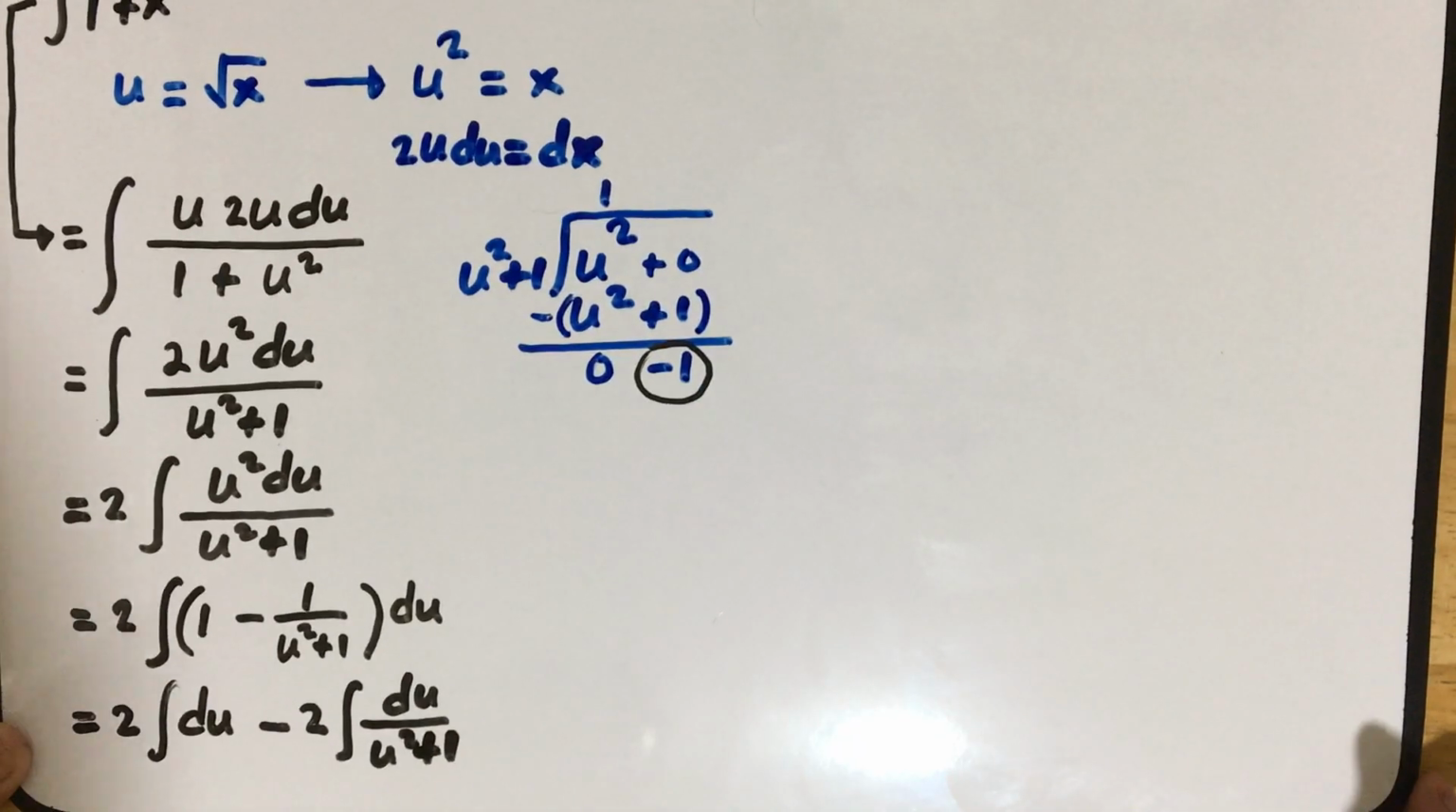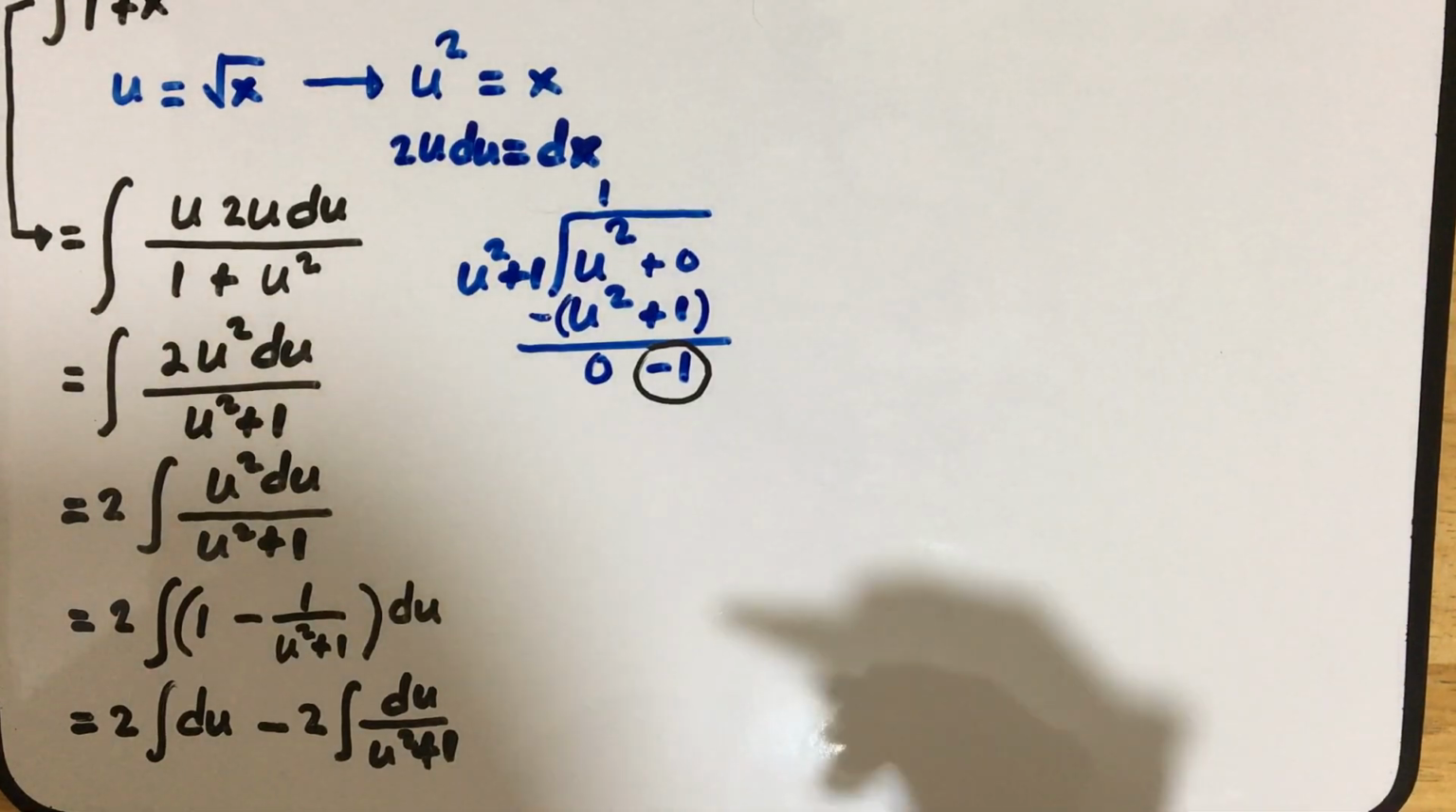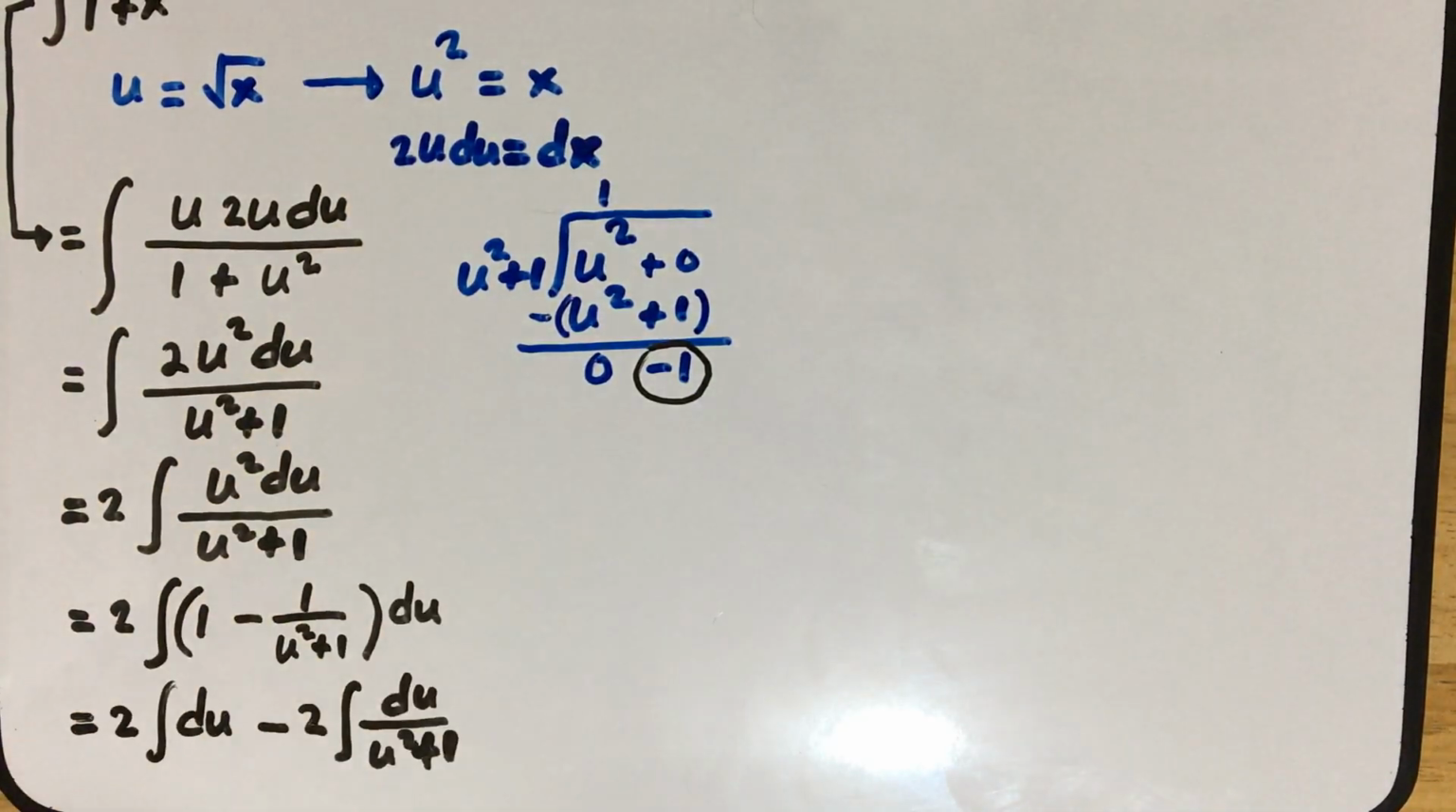So take note, class, that we cannot use partial fractions here because you have u squared plus 1. We cannot factor this. If this is factorable, then the way to proceed is to use the technique of partial fractions. But since we cannot factor this, we have to make use of another method to solve this integral.